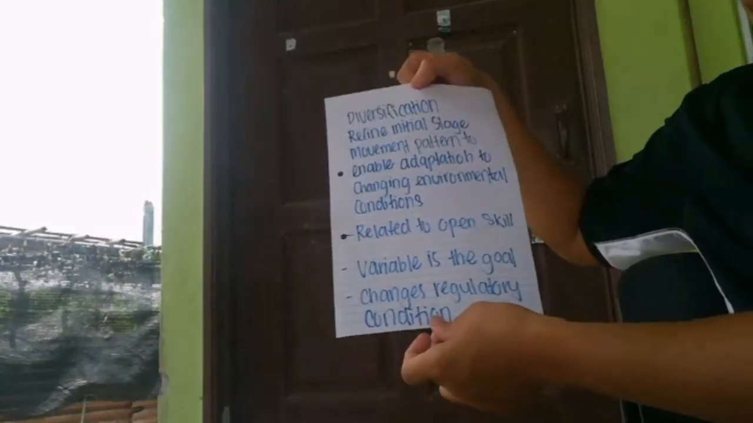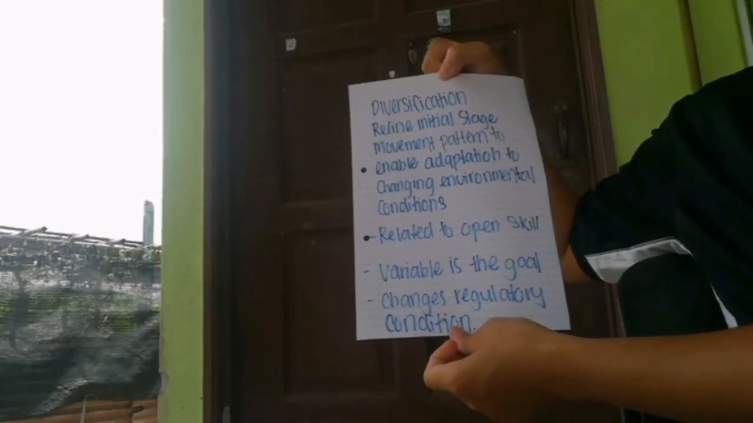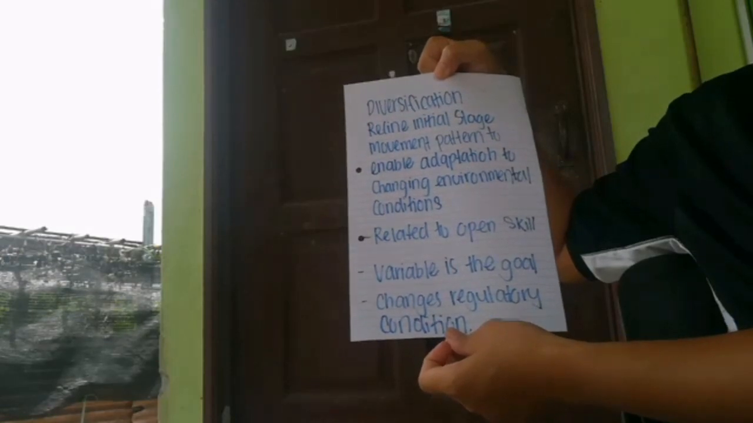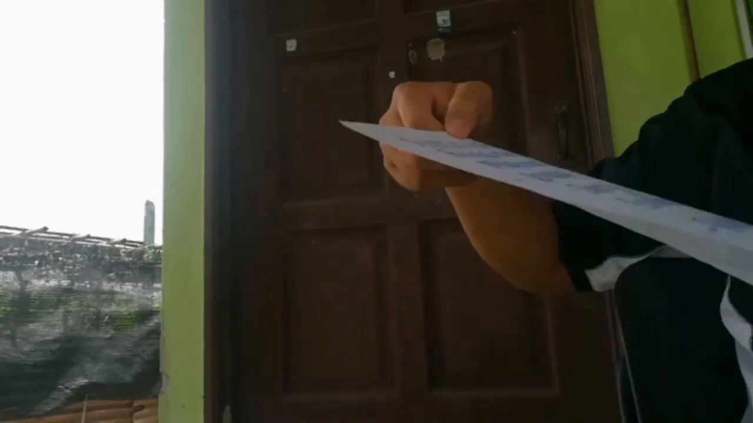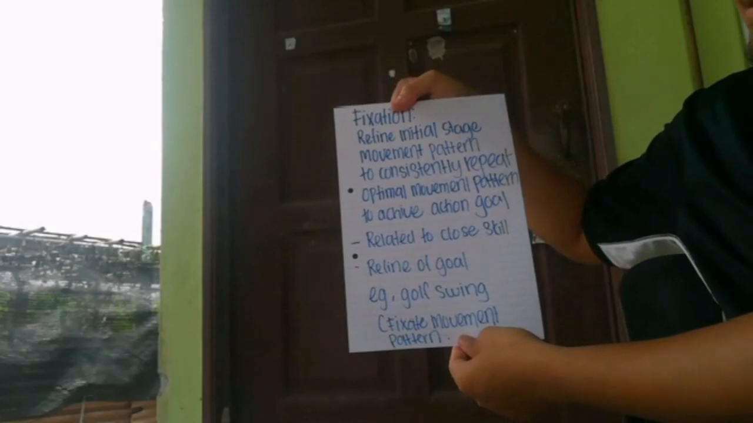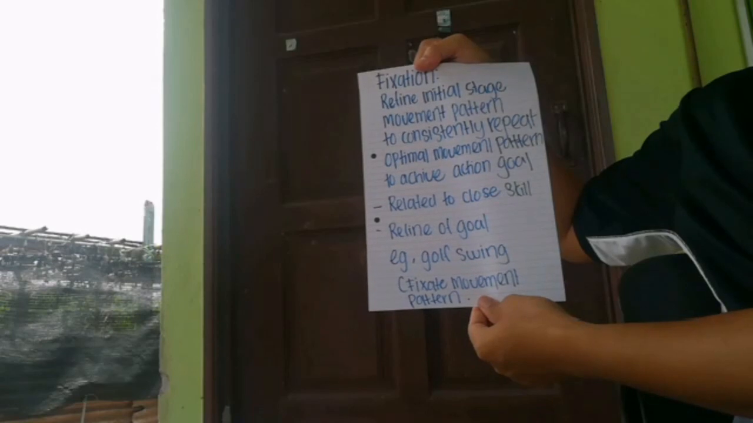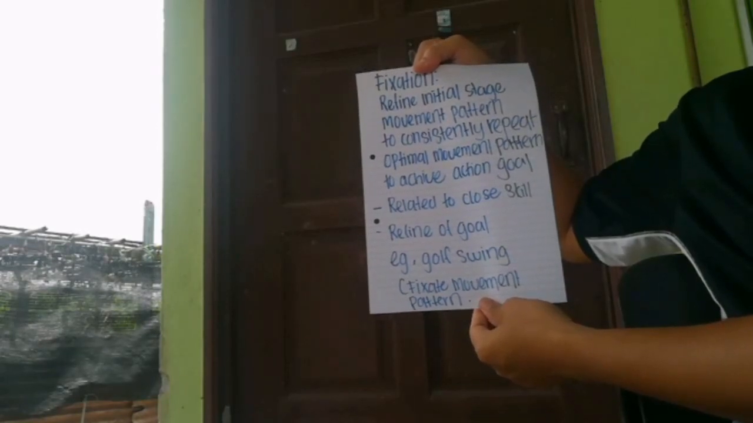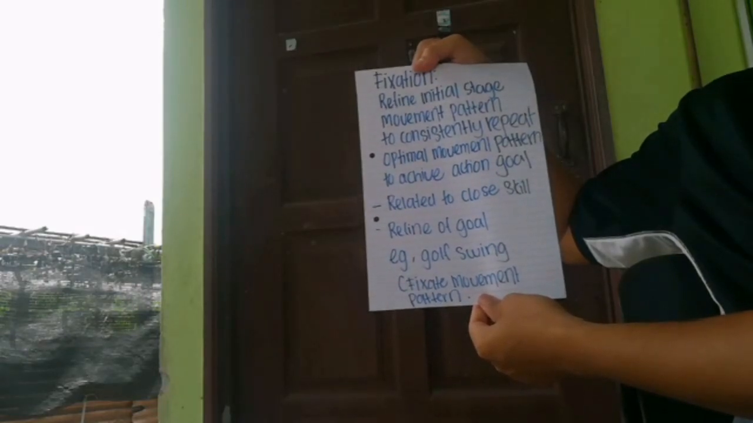This is also related to closed skill, refinement of the goal. For example, the movement is a golf swing, fixing the movement pattern. Diversification refines the initial stage movement pattern to enable adaptation to changing environmental conditions. It is related to open skill, where the goal is variable and the regulatory conditions change. That's all.